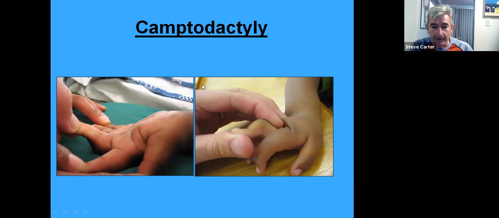The second thing is you get camptodactyly in youngsters. Not so much the one on the left, but the one on the right. And then you get a second group where the hand is normal, but they develop a camptodactyly when they're about 10, 11 years of age, particularly young girls. Suddenly they're 11, 12, and the mother brings them to you with a camptodactyly. Do not operate on that kid. Do not. So it's a secondary development of camptodactyly.